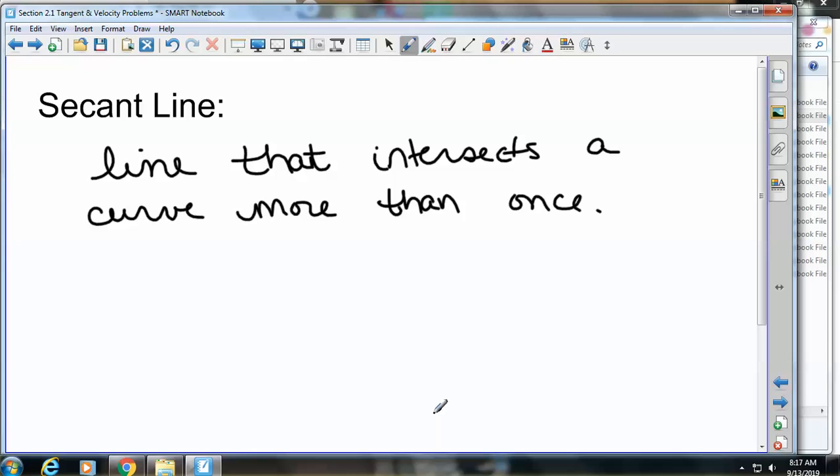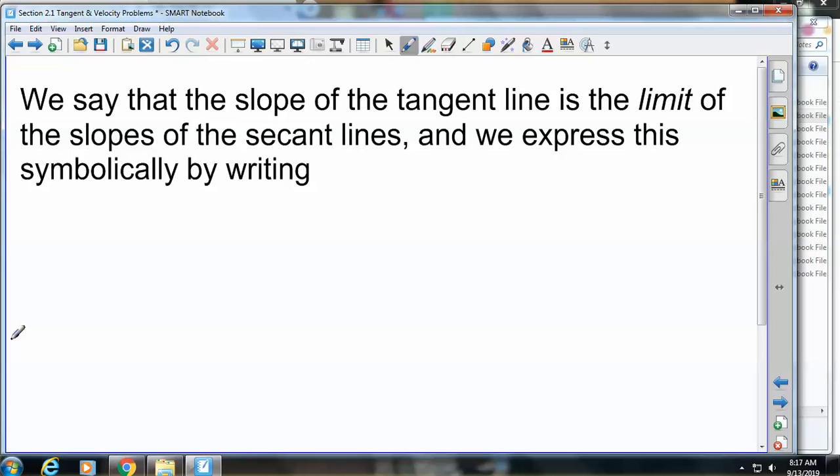In general, what we just did there by looking at the tables and estimating our value, that is what is called a limit. And we are going to spend a lot of time in this chapter talking about the idea of a limit, what it means. We will get to shorter ways of calculating the limit. But this is a really good way for trying to understand what it means. So we say that the slope of the tangent line is the limit of the slopes of the secant lines.